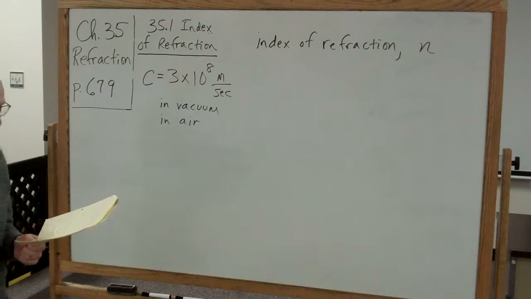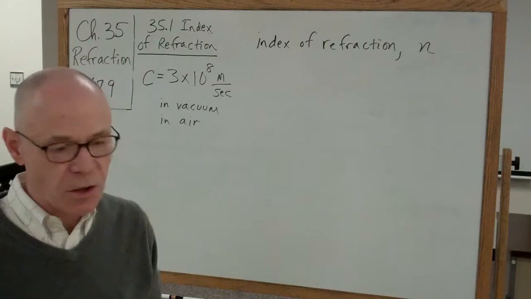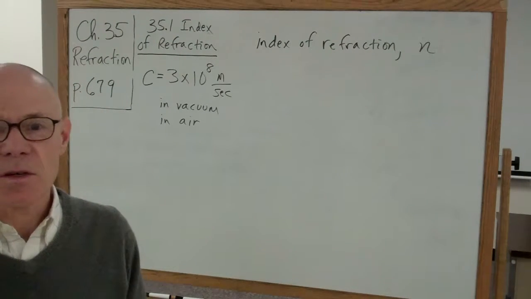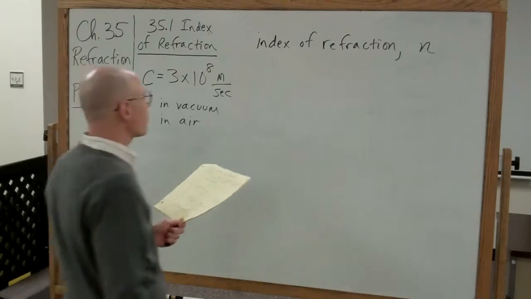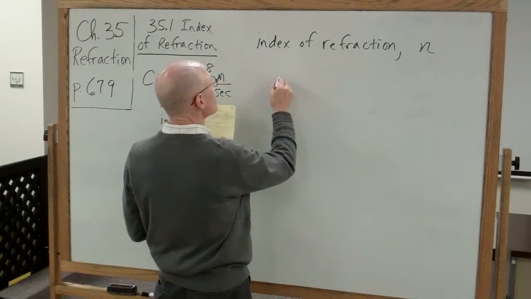And it's the ratio of the speed of light in a vacuum to the speed of light in a given material, whether it be water or glass or whatever kind of other transparent materials we're dealing with. So here's the equation. Once again, one of these simple three-term equations.